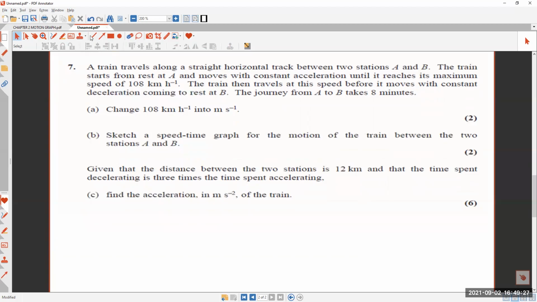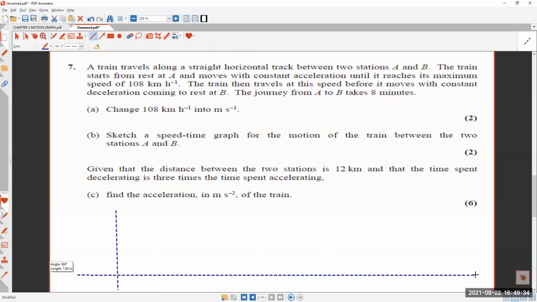The graph is pretty much straightforward. Go to 108 kilometers per hour, solid line. Then it maintains the speed for a certain time, then it decelerates. Very easy, there is nothing fancy about this graph.